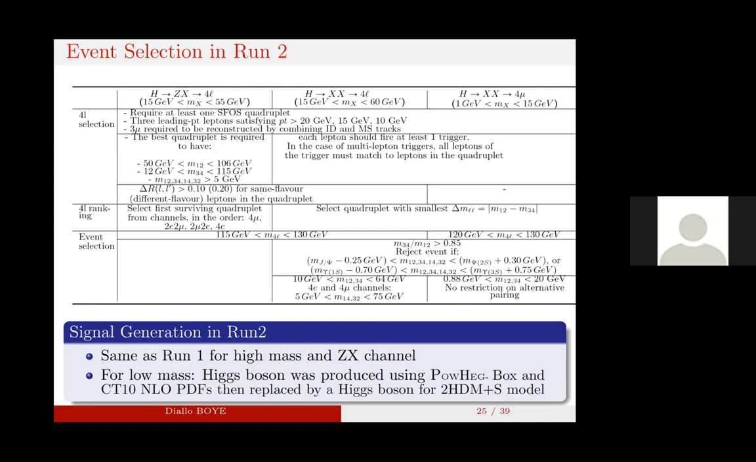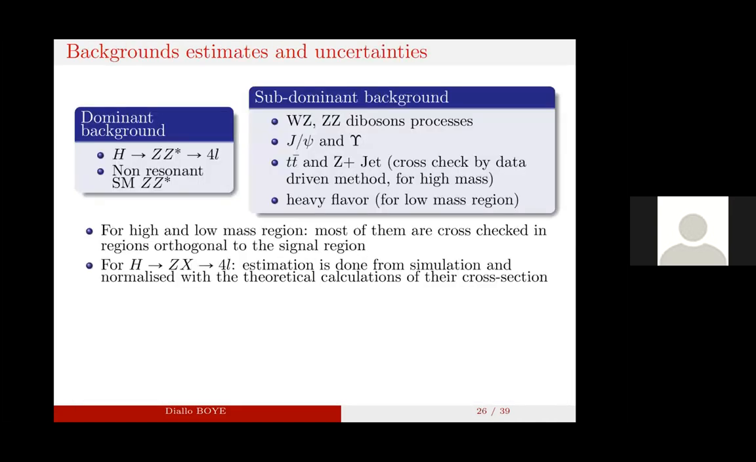Okay, so for the signal generation, it is the same as run one for the high mass and ZX channel, and for the low mass channel, the Higgs boson was produced using Powheg and CT10 LO PDF, then replaced by the Higgs boson for the HAHM plus S model. For the background, we still have the same dominant and subdominant backgrounds, except that for the subdominant one, now we have the heavy flavor for the low mass region.